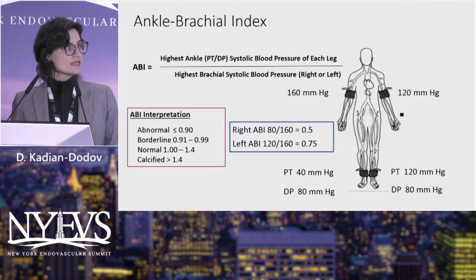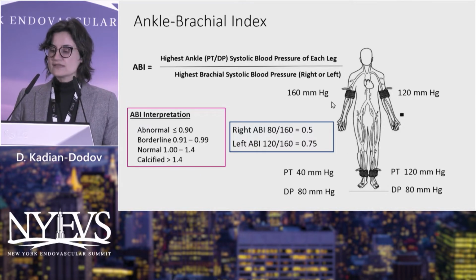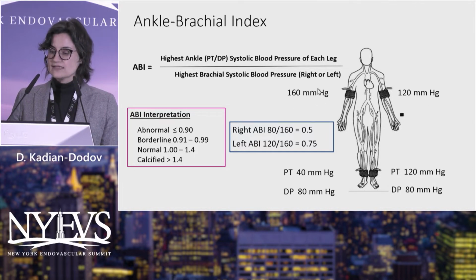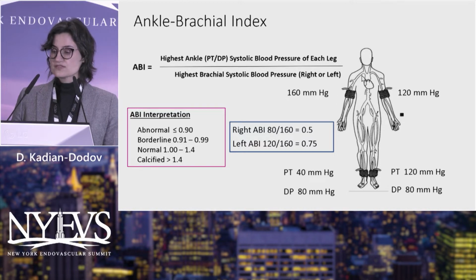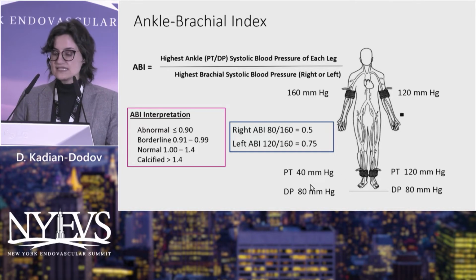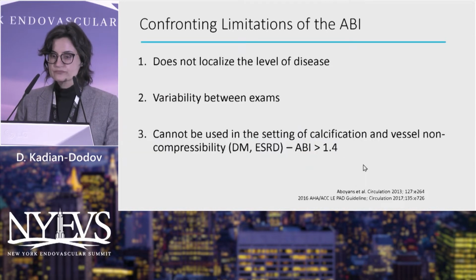So if we use this patient example here, we can see that the right systolic brachial pressure is 160, the left is 120. So we're going to take the highest, 160. And the reason is there's a pretty big differential here, so there's probably left subclavian axillary disease. For the pressures at the ankles, we'll take the DP on the right, which is 80, and on the left, 120. So we get a right ABI of 0.5 and a left ABI of 0.75, indicating the presence of disease.